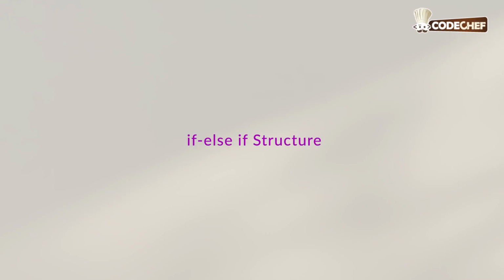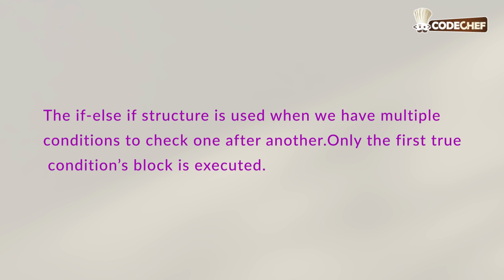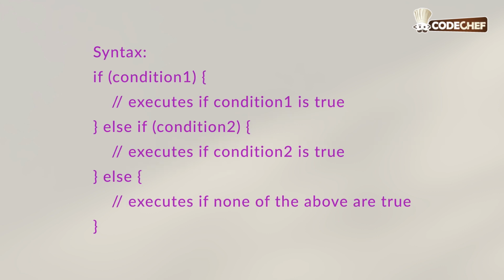The if-else structure. The if-else structure is used when we have multiple conditions to check one after another. Only the first true condition block is executed. The syntax for the same is: if condition 1, the code to execute if condition 1 is true, else if condition 2, the code to execute if condition 2 is true, and else executes if none of the above conditions are true.